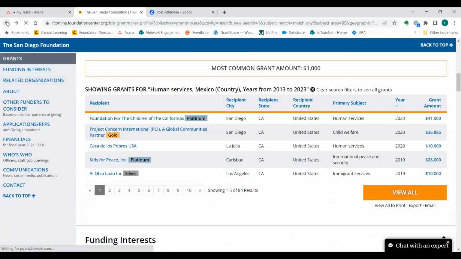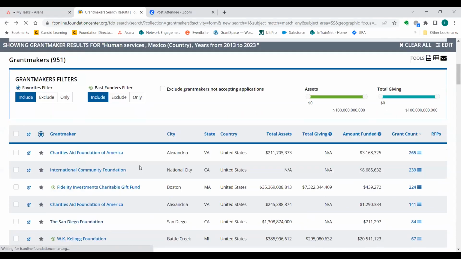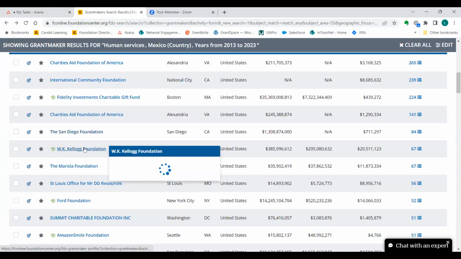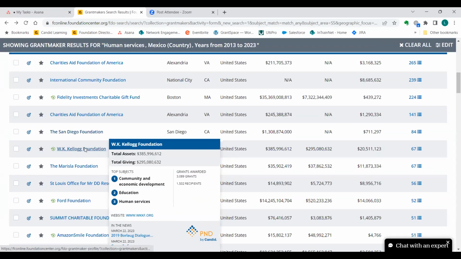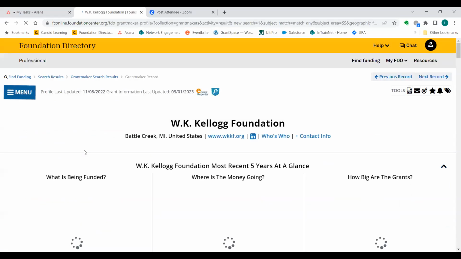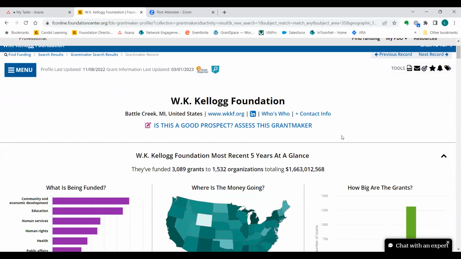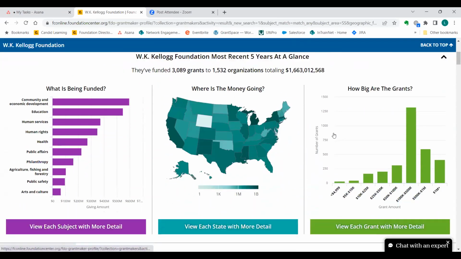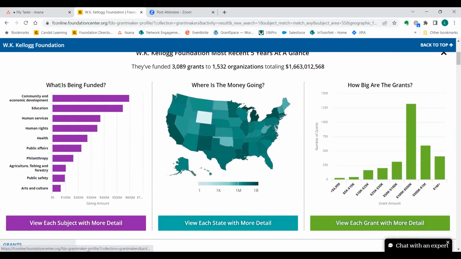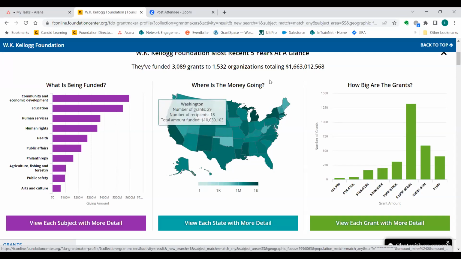But I want to pop back here and look at another grant maker record. So for example, the W.K. Kellogg Foundation, which is based here in the US in Michigan. Okay, this is another funder that's high on this list. Again, this shows you what their priorities are: community and economic development, education, human services, human rights. And this shows where the money is going. So you can see that they give all over the US.